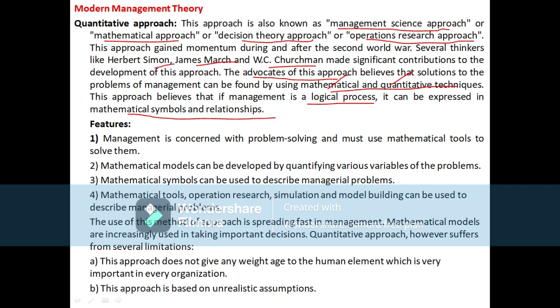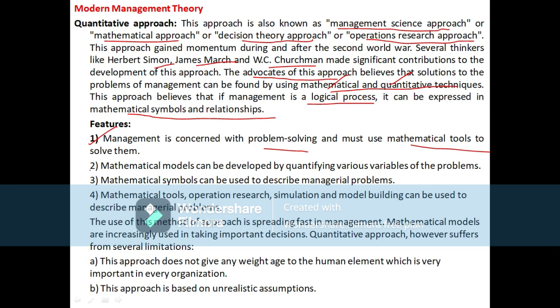Now, what were the features of this quantitative approach? Management is concerned with problem solving, and mathematical tools must be used to solve them. This is the first and foremost feature of the quantitative approach. Quantitative approach means problem solving is concerned, and we are using mathematical tools.